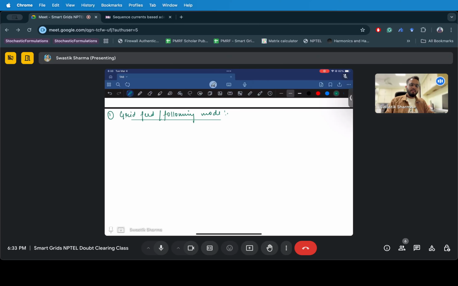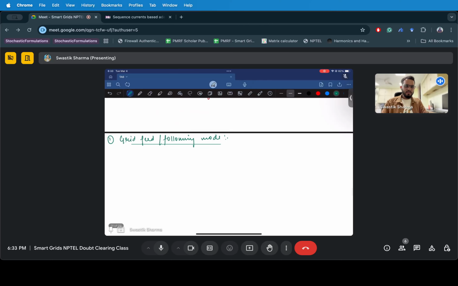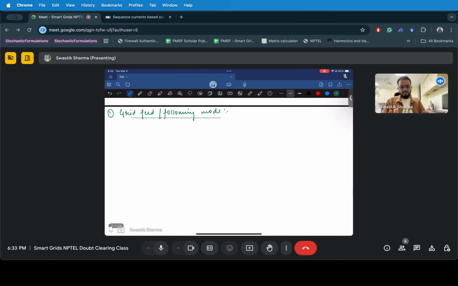In this, you have to synchronize your inverter's output in such a way that it does not influence the voltage. It is in synchronization with the voltage and frequency at the point of common coupling with the utility grid, right? So you want to synchronize this voltage and frequency.